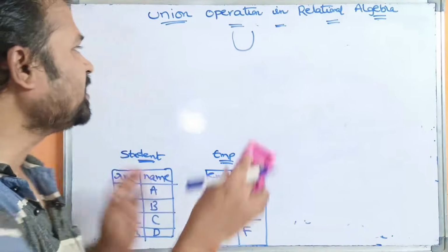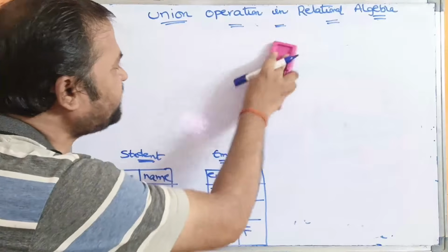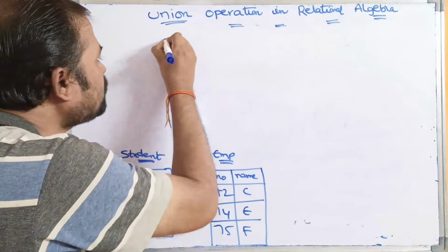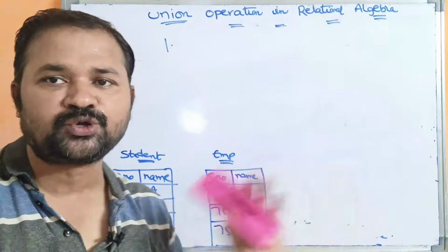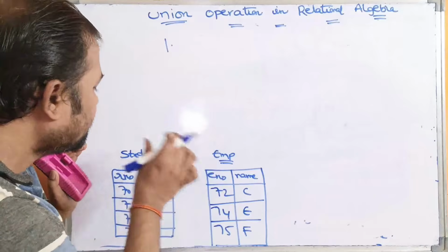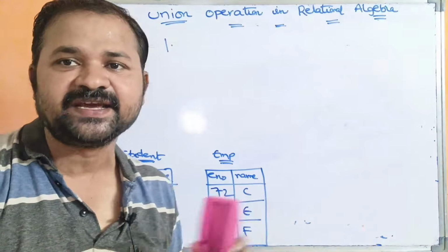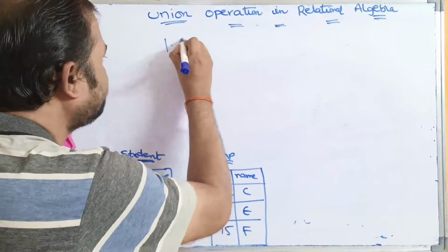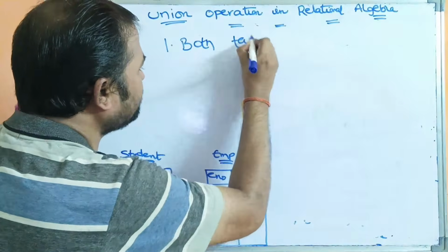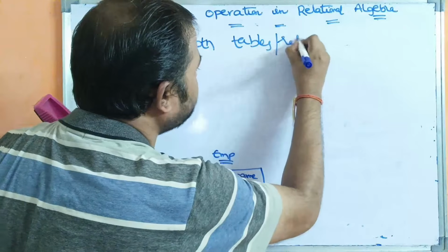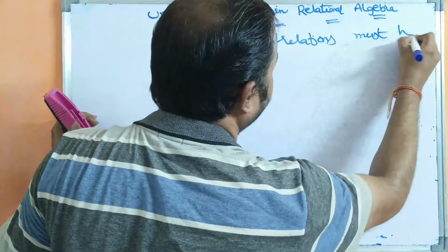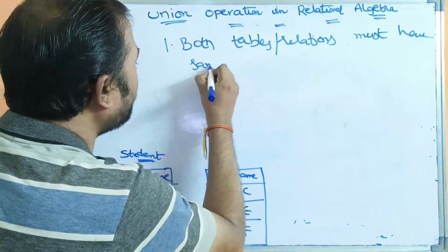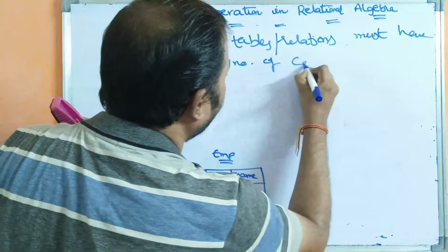In order to perform the union operation, we must satisfy two conditions. If these two conditions are satisfied, then only we can apply union operation on two tables. The first condition is both the tables must contain the same number of columns. In relational algebra, tables can also be called relations. Both tables must have the same number of columns.